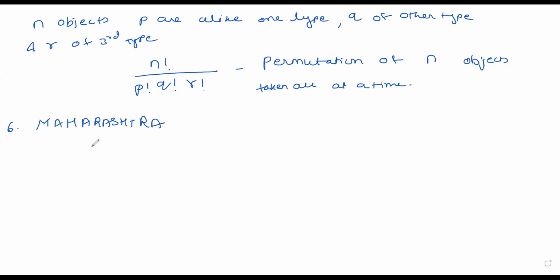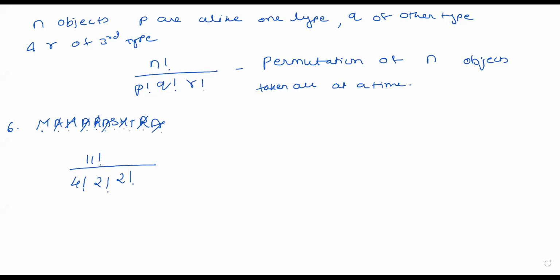First, in how many ways we can arrange this? Let's see. 1, 2, 3, 4, 5, 6, 7, 8, 9, 10, 11. 11 letters can be arranged in 11 factorial ways, but A is alike 4 times, so 4 factorial. H 2 times, 2 factorial. R 2 times, 2 factorial. This is how we will arrange them.